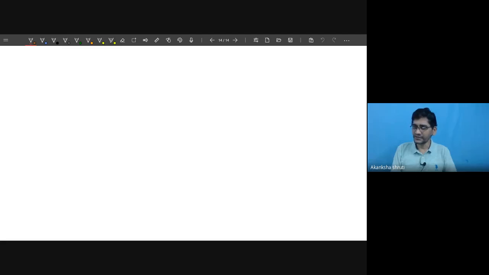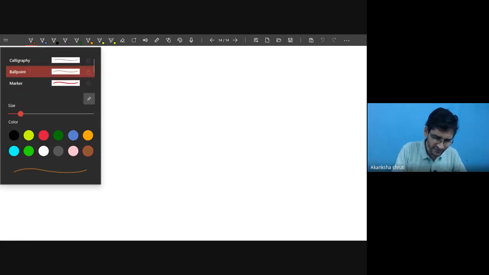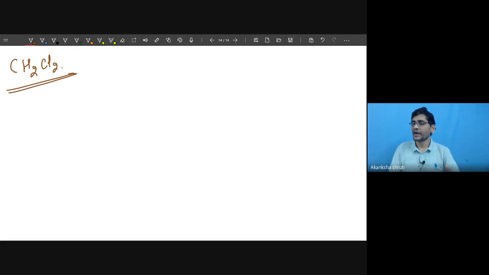Students, let me draw the last one, say CH2Cl2, whether this is possible or not. Exactly the same as CH4. Students, only one carbon, draw one carbon. But carbon needs to form 4 bonds. I have 2 hydrogen and 2 chlorine.